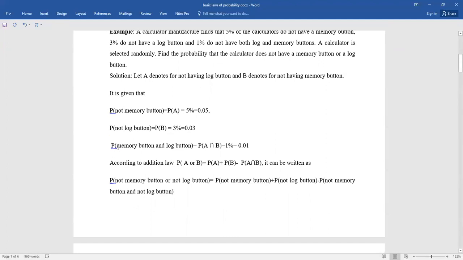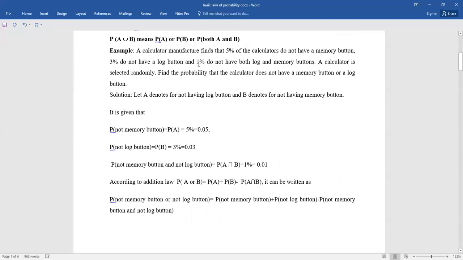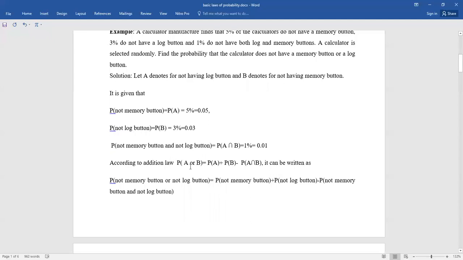So not log button and not memory button, we can write probability A and B is 1%. It is given in the question that 1% of the calculators do not have both the log and memory button. We can write 1% as 0.01. According to the addition law, when there is an or, probability A plus probability B minus probability A and B.